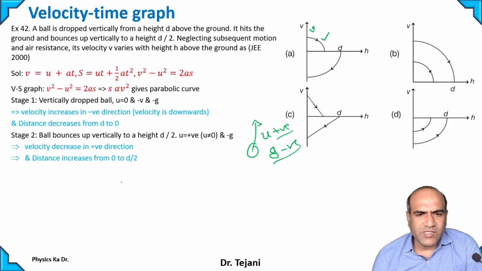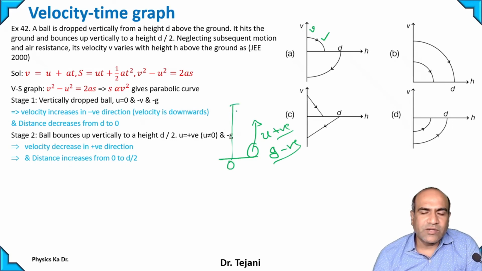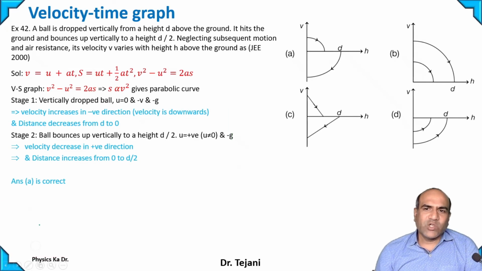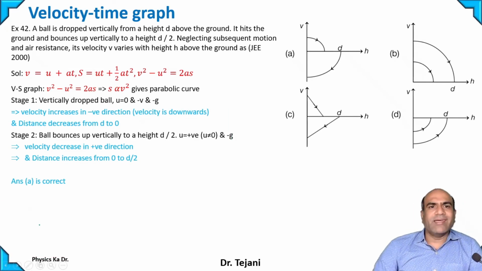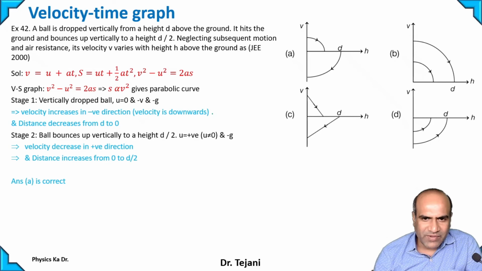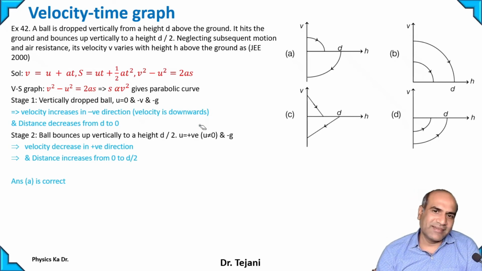So distance increases from 0 to d by 2. Moving from 0, it increases to d by 2. So therefore option 1 is correct. Answer 1 is correct. You may also solve it once again with a calm mind. You can get this answer within this step, as I mentioned earlier.